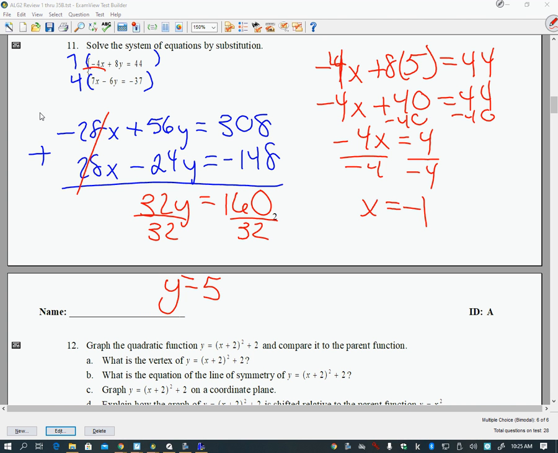So for substitution, okay, I'll get to that here. Let me erase this. Can I erase? So we know our answer should be negative 1 and 5, right? Yeah. Okay.